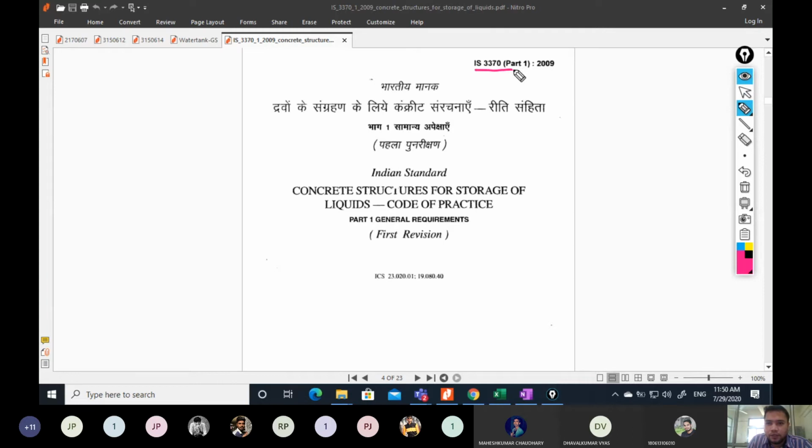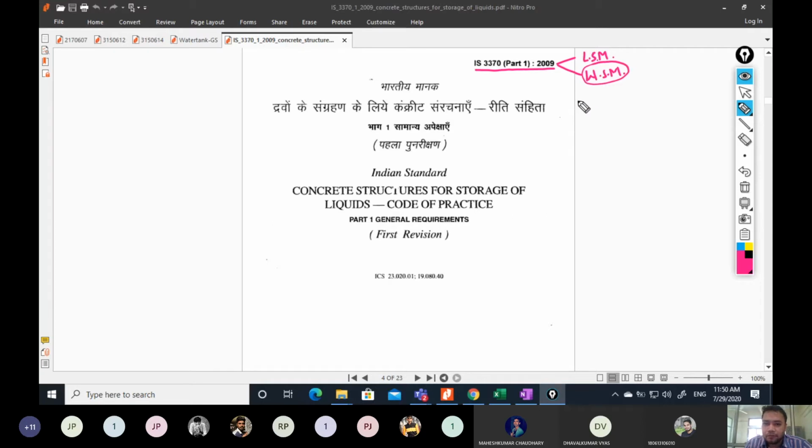IS 3370 Part 1 2009. The earlier version of IS 3370 was based on working stress philosophy, but this new code that is released in 2009 is based on limit state method also, as well as in the annexure it has given the working stress method also. But as far as your syllabus is concerned, we will be following working stress philosophy.